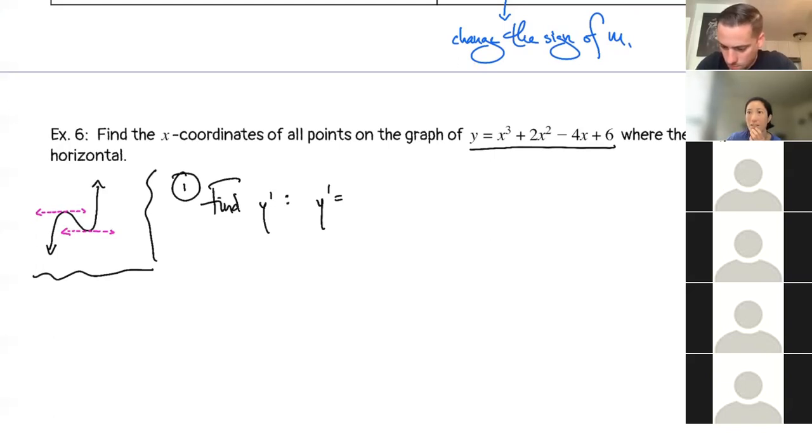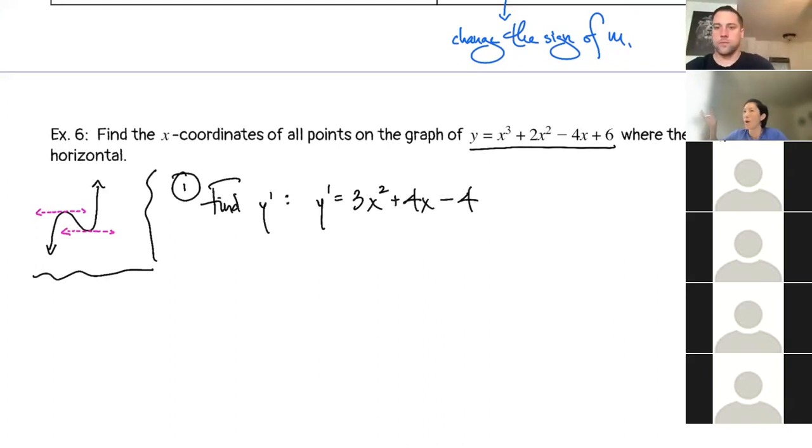Good, things look good so far. All right, so this x cubed becomes 3x squared. Good. All right, it seems like we are all in agreement that this becomes 4x minus 4. What happened to that 6 at the end? It goes poof. Yeah, that's 6.